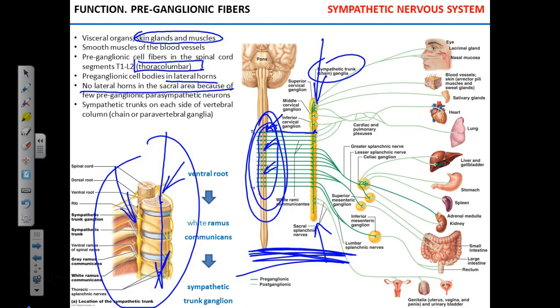Does that make sense? So if you would look at it, we're kind of running a little bit ahead of the train, but if you would look at it, you will see that the preganglionic fibers go to the sympathetic trunk, and then postganglionic fibers go to the organ. What can you tell about the length of the fibers? Which ones are shorter? The preganglionic is shorter, the postganglionic are longer. Does that make sense?